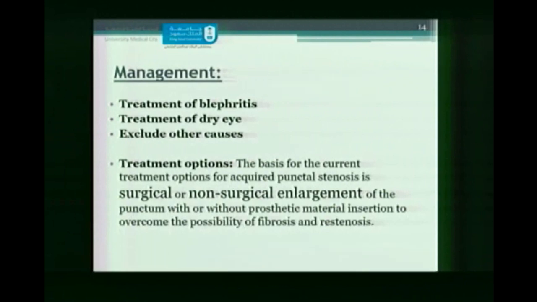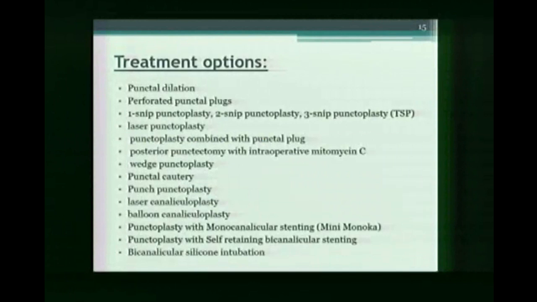Now, the treatment goal is easy. The basic principle is to enlarge the punctum, whether surgically or non-surgically. Sometimes we put prosthetic material into the punctum to overcome the possibility of fibrosis or restenosis. All these methods were tried in the literature. Of course, we will not go through all of them, as some of them are obsolete now, some are not effective, and some are still evolving, but people in the literature tried a lot to overcome this disease.